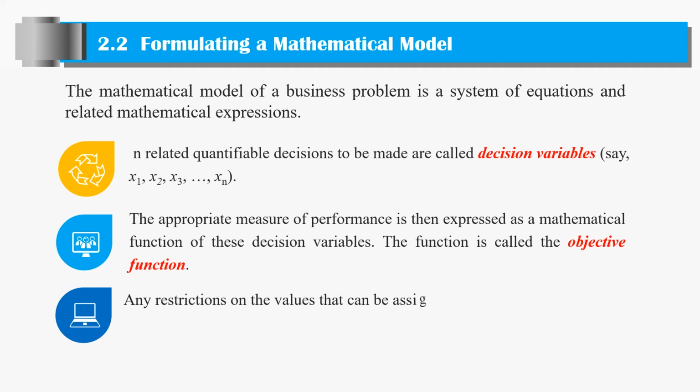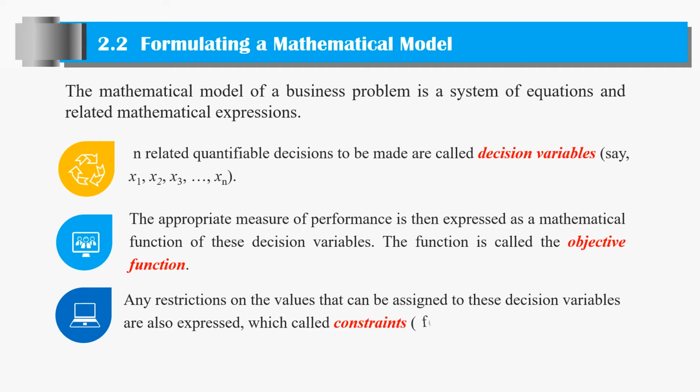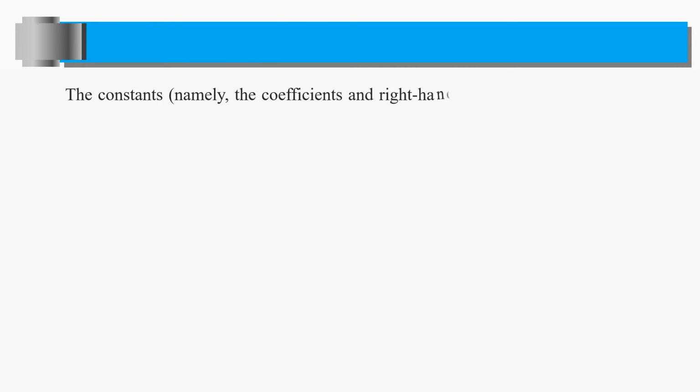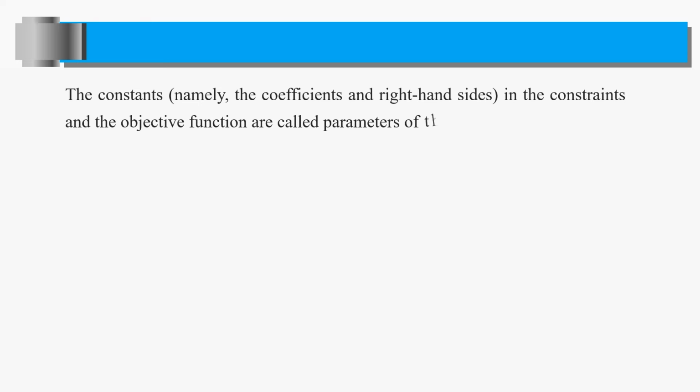Any restrictions on the values that can be assigned to these decision variables are also expressed, which are called constraints. For example, x1 plus 3 x1 x2 plus 2 x2 less than 10. The constants, namely the coefficients and right-hand sides in the constraints and the objective function, are called parameters of the model.